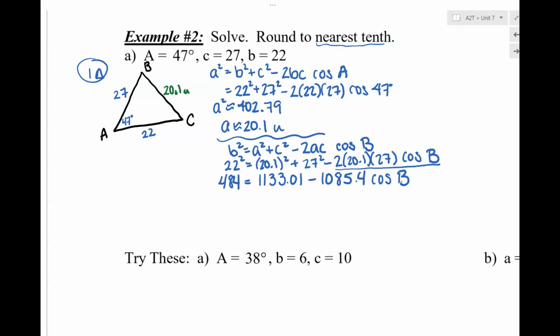I'm trying to isolate the angle B because that's what I'm solving for. And I get negative 649.01 is equal to negative 1,085.4 times the cosine of angle B. I'm then going to divide both sides by negative 1,085.4. And I get that the cosine of B is approximately 0.598. Now, in my calculator, I am not approximating.